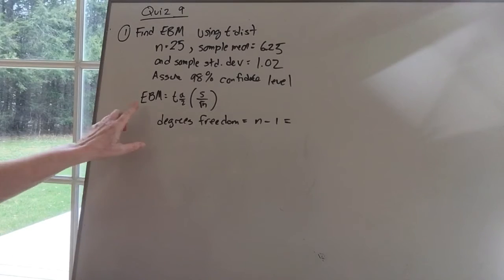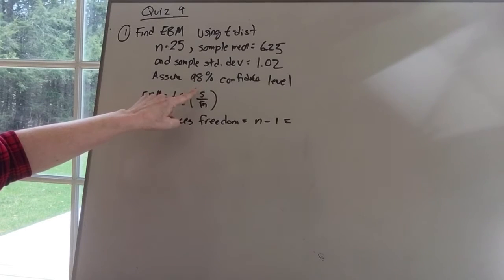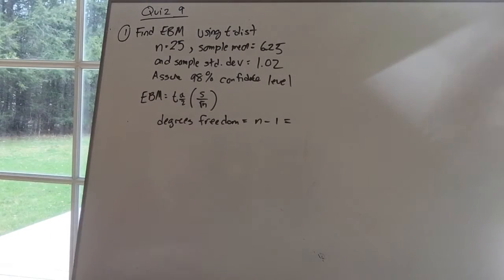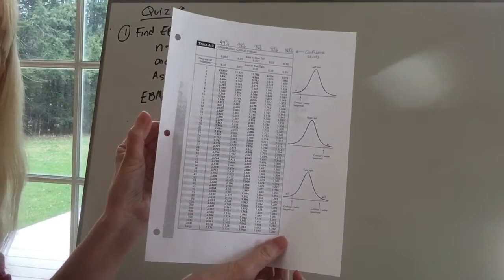So what the heck is this error bound margin? That's what it stands for. It's t alpha over 2 times the sample standard deviation over the square root of n, you guys. So they tell you to use the t-distribution, so that's what we're going to do. We're going to use this t-distribution, which I labeled as t-distribution as an attachment.